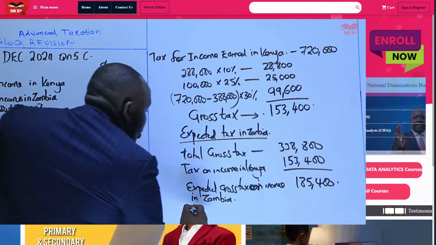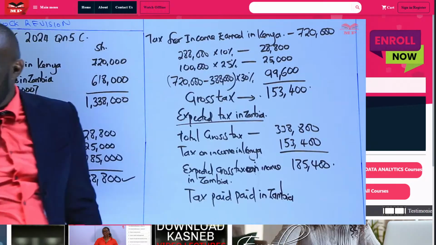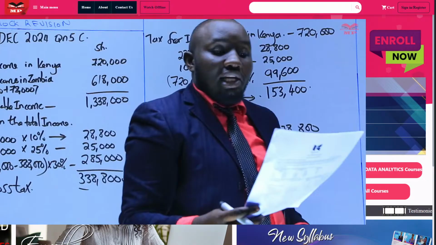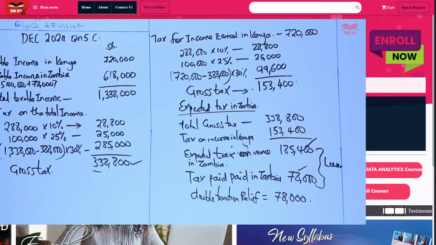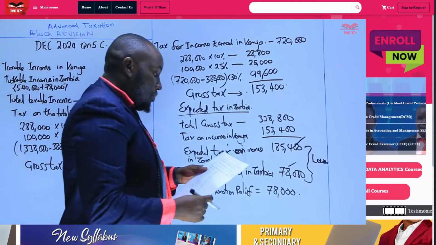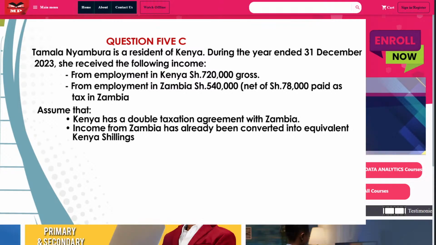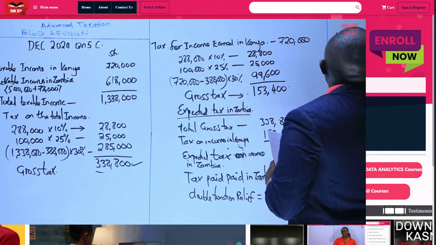Then tax paid in Zambia. The tax that is paid in Zambia, the net of 78,000. So we have the two. When you look at tax payable, we are told the double taxation relief due to Zambia and the net tax payable. So we have the gross tax payable and we have net tax payable.